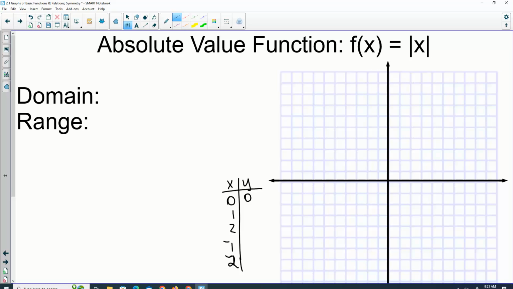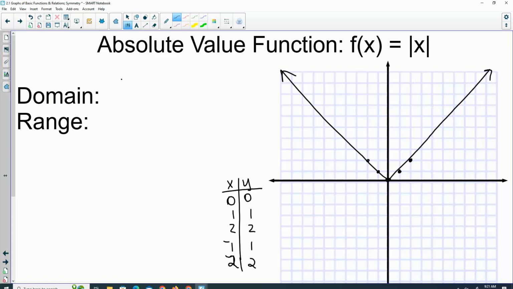Otherwise, if you made your t-chart, absolute value of 0 is 0, 1 is 1, 2 is 2. But if you put in the negatives, they become positive. Now this one is a V. So make sure when you're graphing, a parabola is like a U, so it's curved at the bottom. Absolute value is a V. It does have that sharp corner.